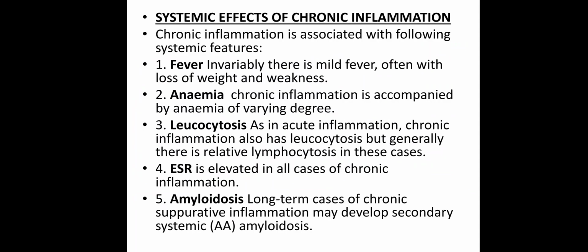Then comes the systemic effects of the chronic inflammation. Chronic inflammation is associated with the following features like fever, anemia, leukocytosis, ESR and amyloidosis. Fever: invariably there is mild fever, often with loss of weight and weakness. Anemia: chronic inflammation is always accompanied by anemia of varying degree. Leukocytosis: as in acute inflammation, chronic inflammation also has leukocytosis, but generally there is relative lymphocytosis in these cases. ESR is elevated in all cases of chronic inflammation. Amyloidosis: long-term cases of chronic suppurative inflammation may develop secondary amyloidosis.